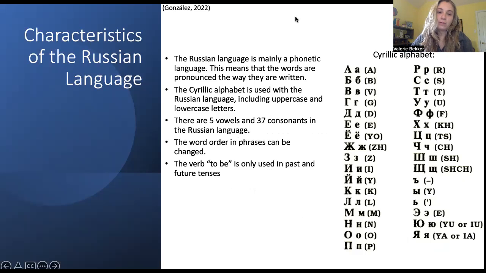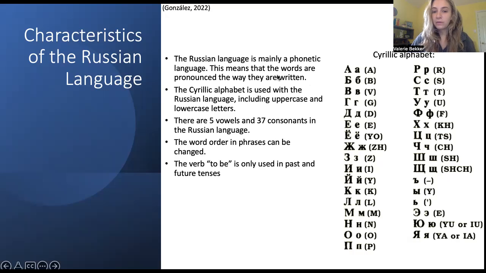Characteristics of the Russian language. The Russian language is mainly a phonetic language, which means that the words are pronounced how they're written. The Cyrillic alphabet is used with the Russian language, including uppercase and lowercase letters, and I've included a photo of the Cyrillic alphabet on this slide.